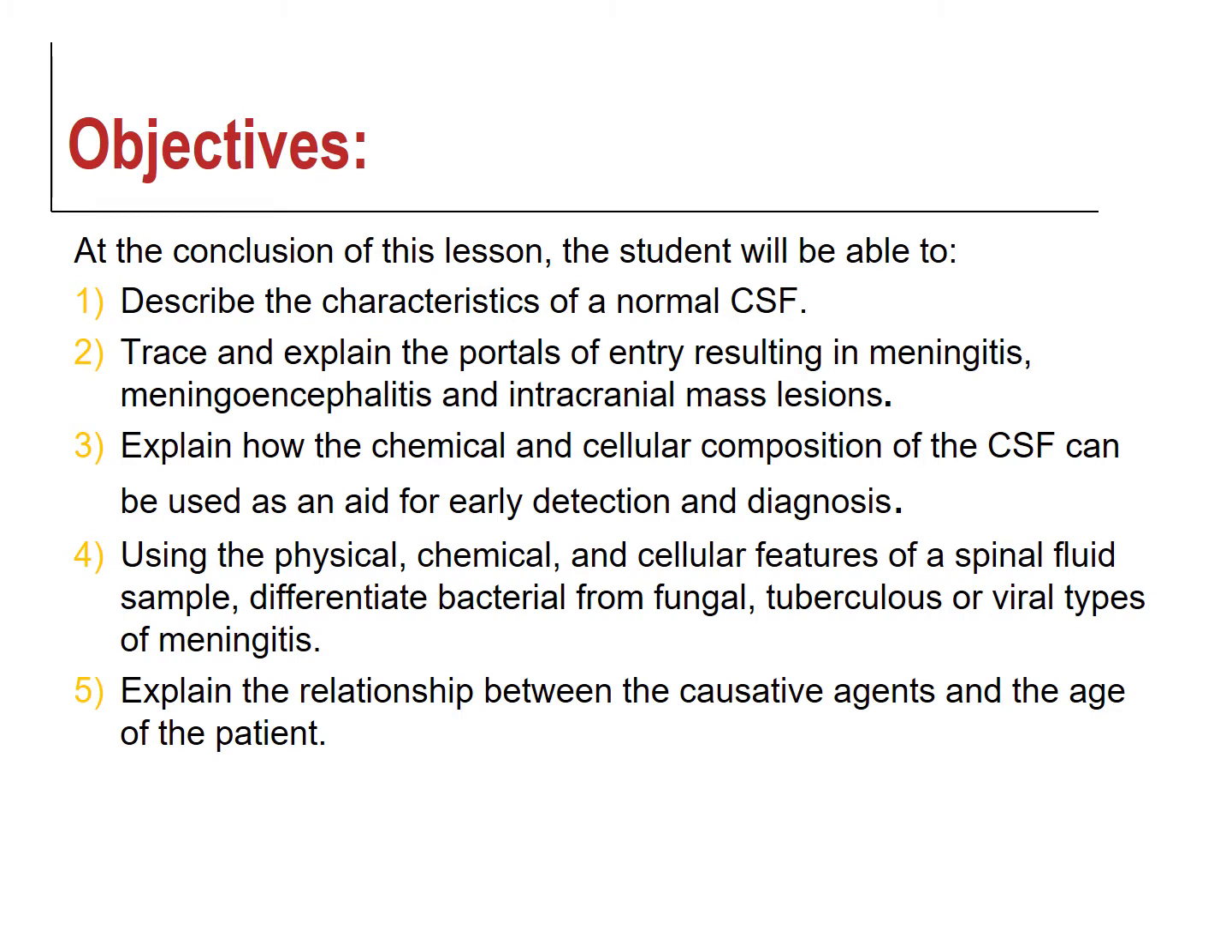Explain how the chemical and cellular composition of the CSF can be used as an aid for early detection and diagnosis. Using the physical, chemical, and cellular features of a spinal fluid sample, differentiate bacterial from fungal, tuberculous, or viral types of meningitis. Explain the relationship between the causative agents and the age of the patient.